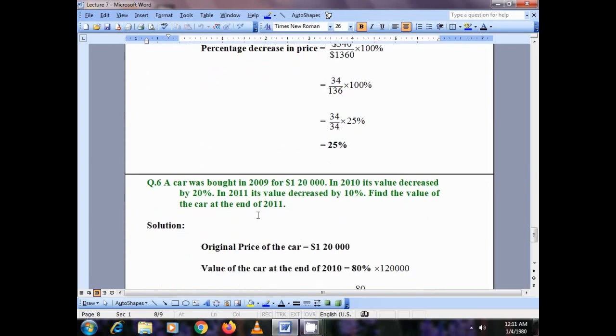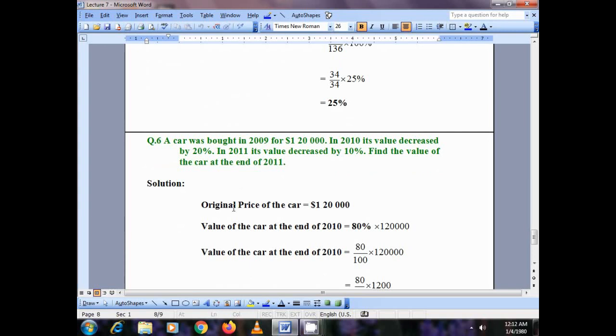Question number 6. A car was bought in 2009 for $120,000. In 2010, its value decreased by 20%. Since we have been given decreased, we will subtract this 20% from 100. In 2011, its value decreased by 10%. Find the value of the car at the end of 2011.